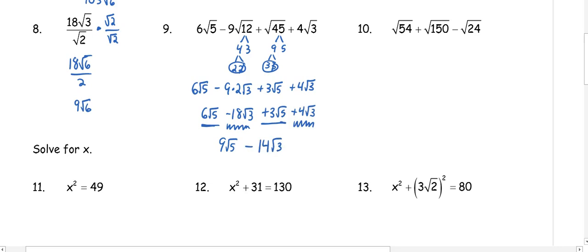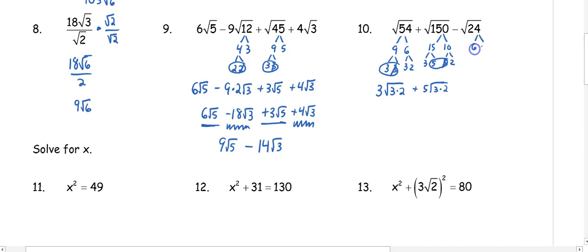Number 10, we have to simplify all of our radicals first. So two numbers that multiply to 54 are 9 and 6. Two numbers that multiply to 9 are 3 and 3. 6 is 3 and 2. So we have a pair of 3's and a 3 times 2 left over for 150. Two numbers that multiply to 150 are 15 and 10. 15 breaks to 3 and 5. 10 breaks to 5 and 2. So we have a pair of 5's and a 3 and a 2 left over.